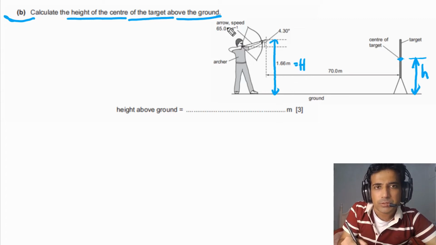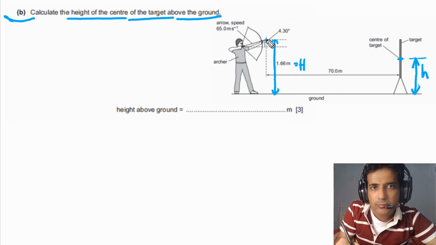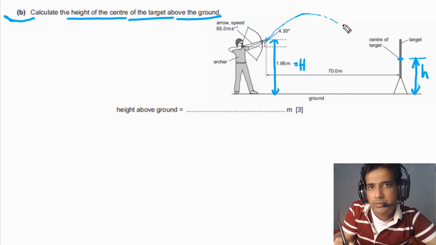Now we need to consider the motion of this arrow. We have already discussed it, so let's redraw that. This arrow, first of all, will go up. It will reach maximum height, and then it will start falling downwards. So it will go like this, and finally it will hit this target. We can draw a horizontal line. So this is the horizontal line.